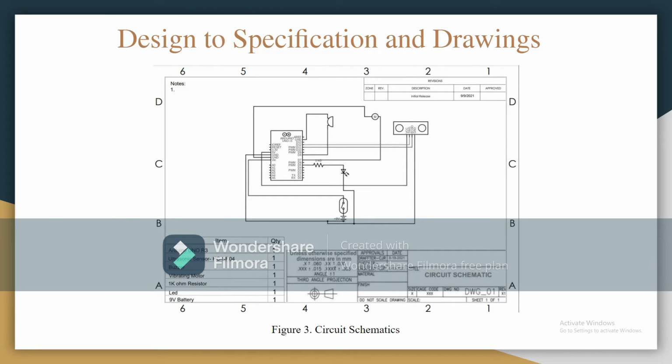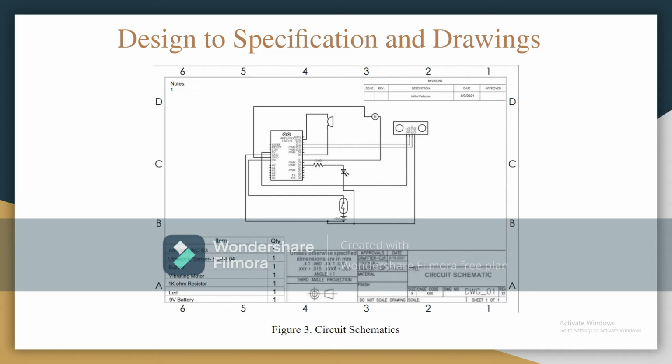Now we're going to be talking about the design specification and drawings. As you can see on figure 3, we have a circuit schematic indicating all the proper connections of all the electrical components connected to the Arduino. As we can see on the bottom left, we have the item and its quantity. We have the Arduino, it's only one, the ultrasonic sensor, the buzzer, the vibrating motor, a resistor, the LED light, and the battery. As you can see on this schematic, everything is connected to the Arduino, which is basically doing all the work, and the battery is providing the power.